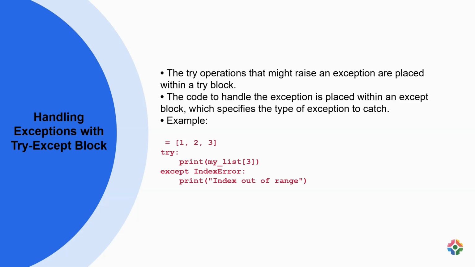For instance, consider a scenario where a list contains 3 elements, and an attempt is made to access the 4th element, which doesn't exist. By placing the code inside a try block and catching the IndexError in the except block, the program can gracefully handle the out-of-range access by displaying a custom message like "index out of range".